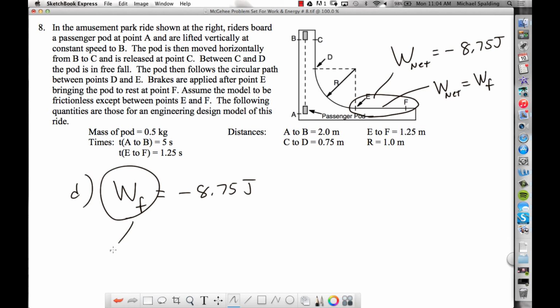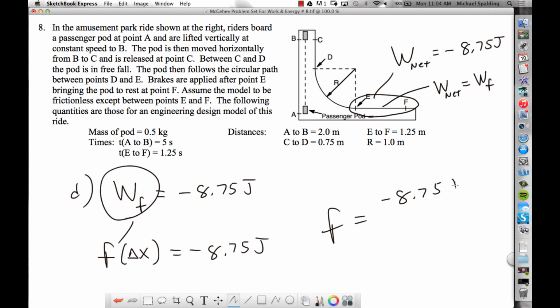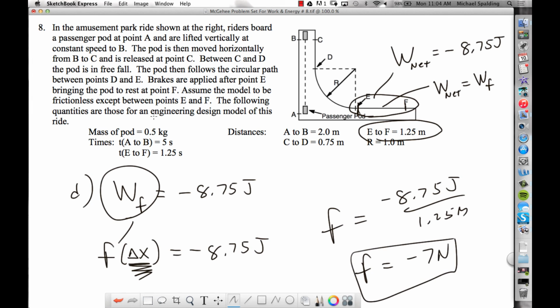Well, what can we say about the work of friction? Well, what's the basic equation for work? Force times displacement. So that's equal to negative 8.75 joules. So friction must be equal to negative 8.75 joules divided by the displacement, which is what? From E to F, it's 1.25 meters. So the frictional force must be -7. Oh, but it says magnitude, right? The question says magnitude, so I guess you could just leave off the negative. The negative's the direction.